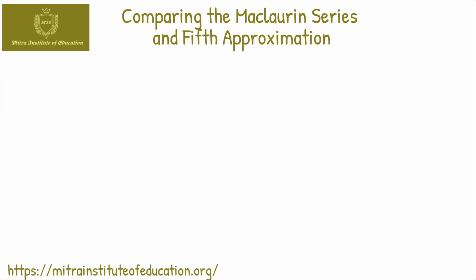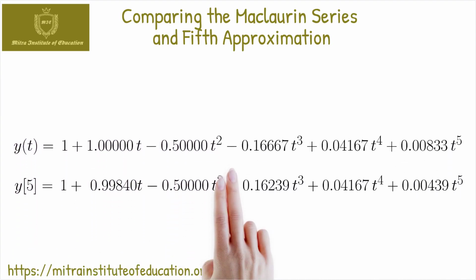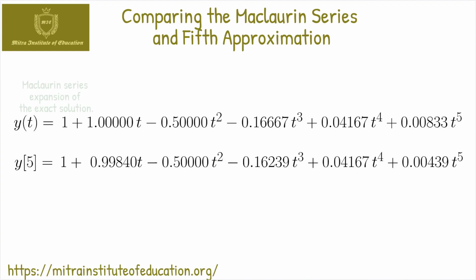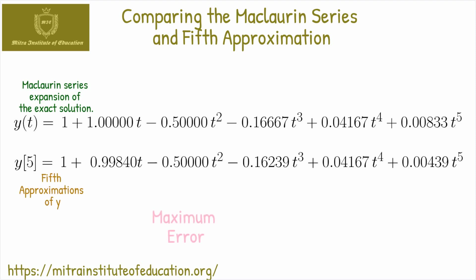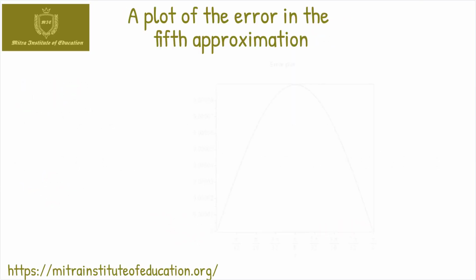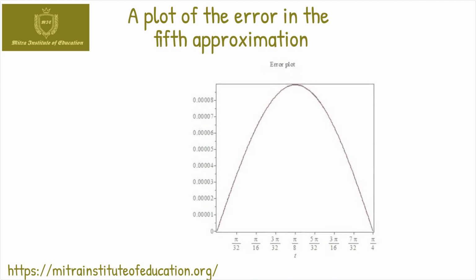In this slide, we compare the fifth iteration of our approximation with the Maclaurin series expansion of the exact solution. The maximum error in this fifth approximation is negligible, indicating a high degree of accuracy. We now present a graph showing the error in the fifth approximation. As we can see, the error is minimal, confirming that the fifth approximation is very close to the exact solution.